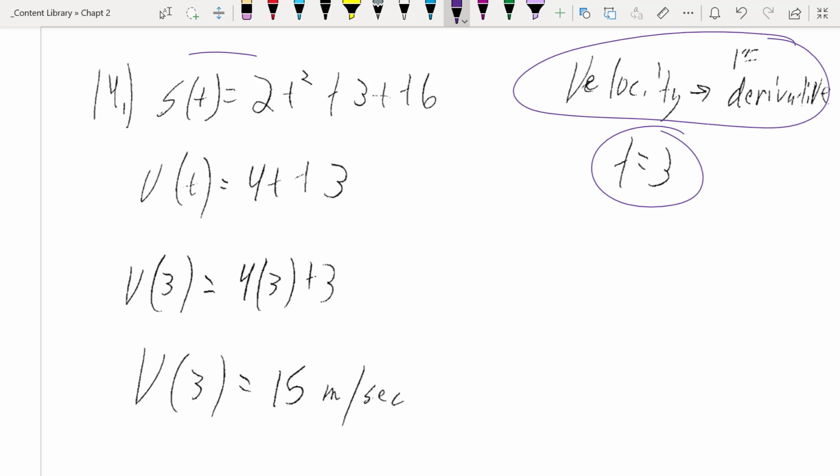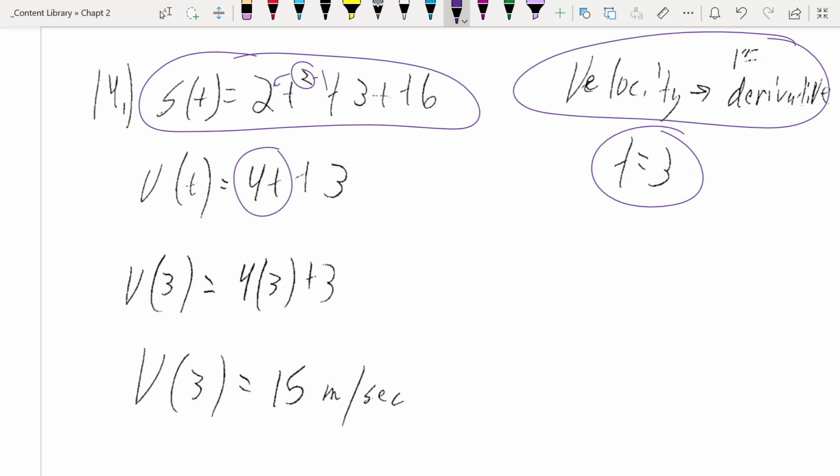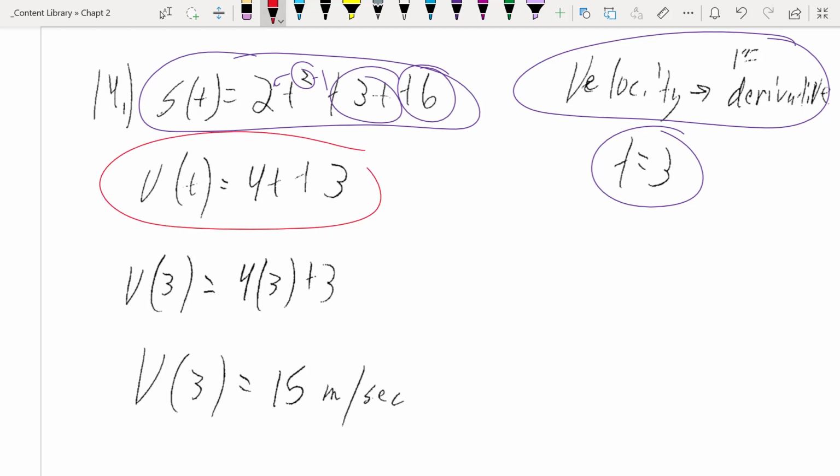So here's my position function, s of t equals 2t squared plus 3t plus 6. I'm going to find the derivative of that position function. So I take 2 times 2, which is going to be 4. And then I'm going to subtract 1, so that's going to be 4t to the first. And then I've got plus 3t, so the derivative of 3t is going to be plus 3. And the derivative of 6 is going to be 0. So my velocity equation, or in other words, the first derivative, is going to be equal to 4t plus 3.